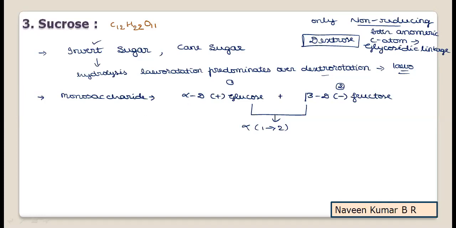Now, if you observe, after their bonding the compound is a dextrorotatory compound, but once hydrolysis is considered, the levorotation predominates over the dextrorotation. Hence, the compound in solution will be a levorotatory compound. Hence, the optical rotation is inverted. It is called invert sugar.